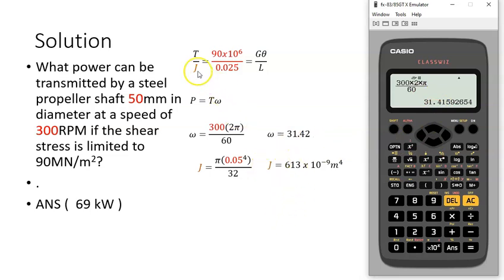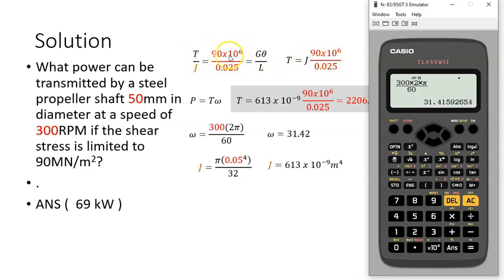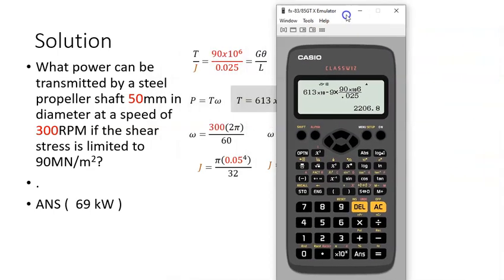I'm going to take this J value and put it in here, and when I rearrange that, the torque just becomes J times the shear stress all over the radius. So instead of J, I'm putting in my 613 by 10 to the power minus 9. So if I calculate that, it's 613 by 10 to the power minus 9 multiplied by 90 meganewtons all over 25 millimeters, which is 0.025 meters, and I get 2206.8, which is what I have here. 2206.8, yeah.